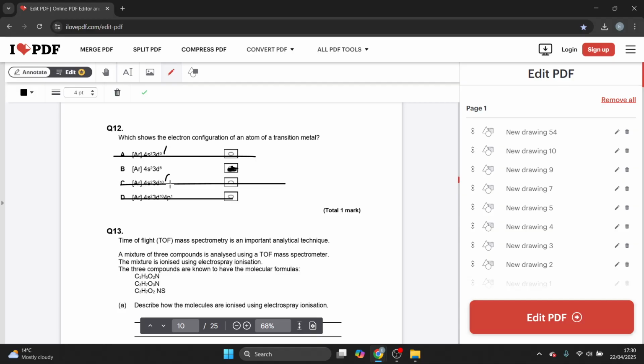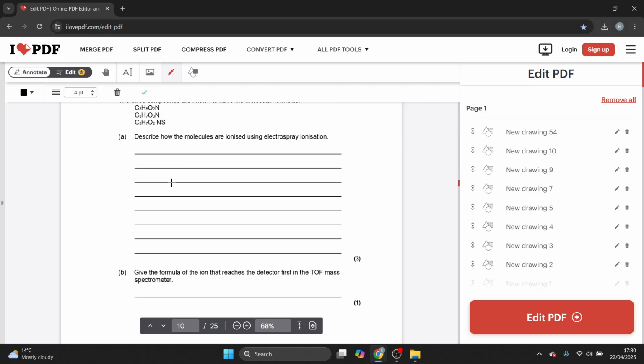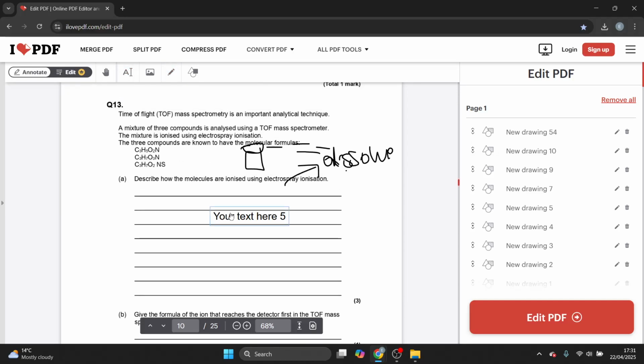That's empty. That's full. And that's full. And therefore that's partially filled, which it is. Question 13. Describe how molecules are ionized in electrospray. How do I remember this? The difference between electrospray and electron impact. Spray, like you're dissolving something, like a spray to clean clothes or make the room smell nice. That's how I remember it.